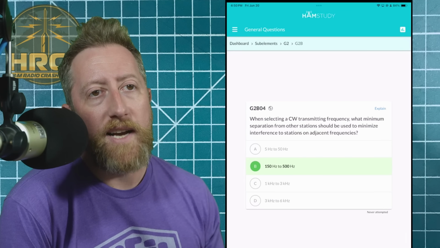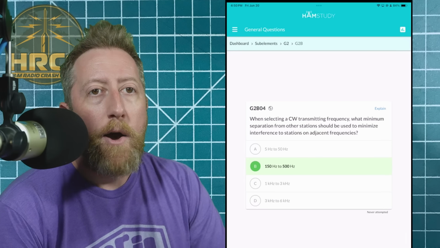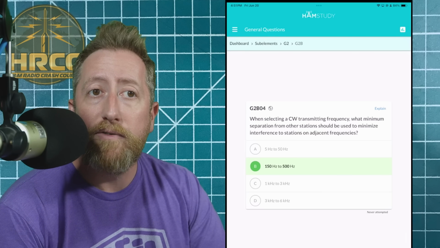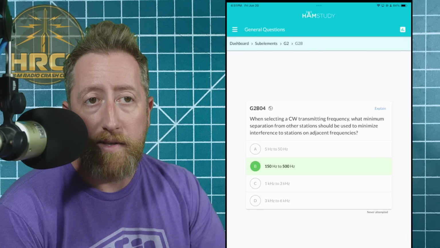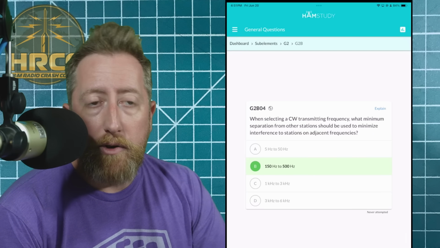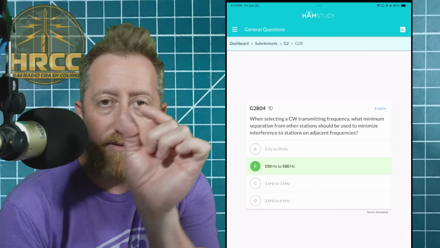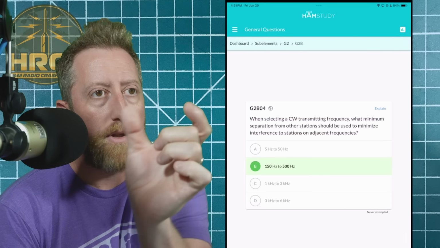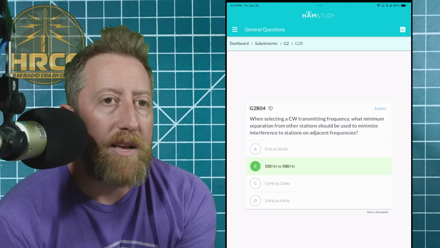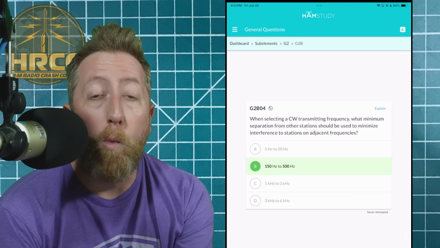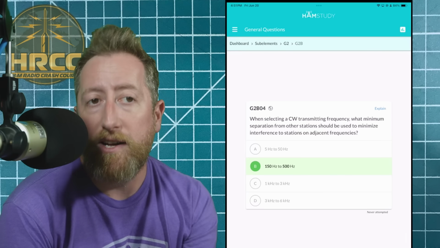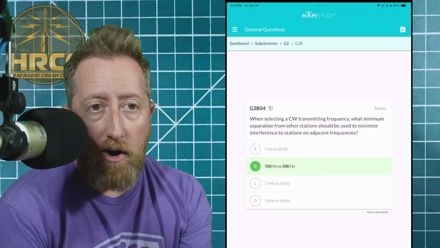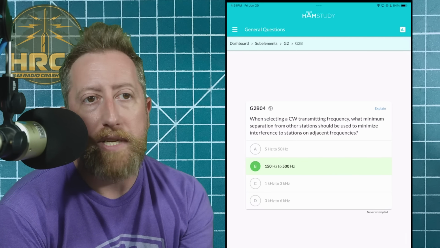Number 4, when selecting a CW transmitting frequency, what minimum separation from other stations should be used to minimize interference to stations on adjacent frequencies? This is an interesting one. So it depends because you can actually have CW that varies a little bit in size, right? It's not like voice that can be really wide, like 28 kilohertz. In this case, you're going to be 150 hertz to 500 hertz, and that's item B. A is too small, C is too big, D is huge.